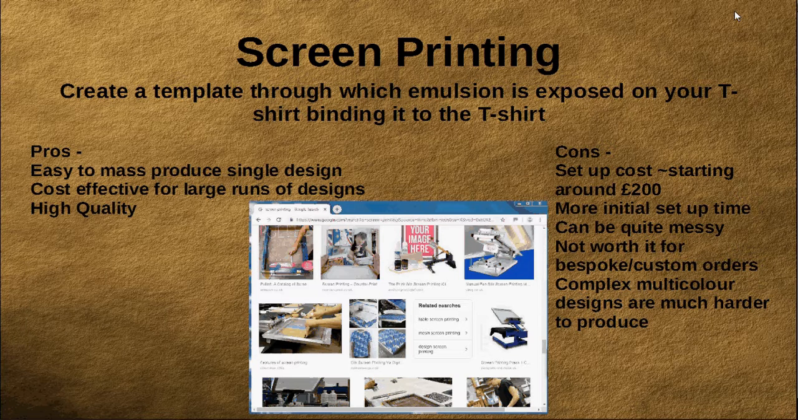The downsides of this, however, is that initially there is a bit of a setup cost. Now, a small screen printing setup will cost roughly around £200, but they obviously, as you can imagine, will get a lot more expensive depending on how much more you want to. Because obviously you're using emulsion, it can become quite messy. It's also not worth it for bespoke or custom orders, because for every single order you're going to have to create a new template.